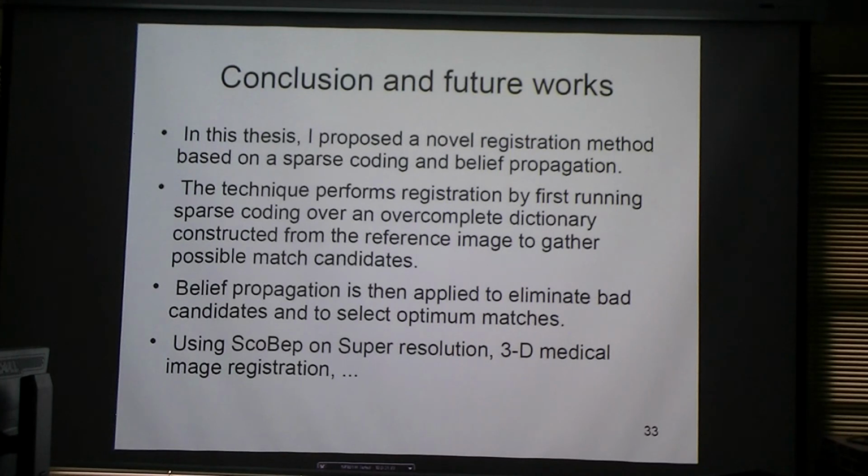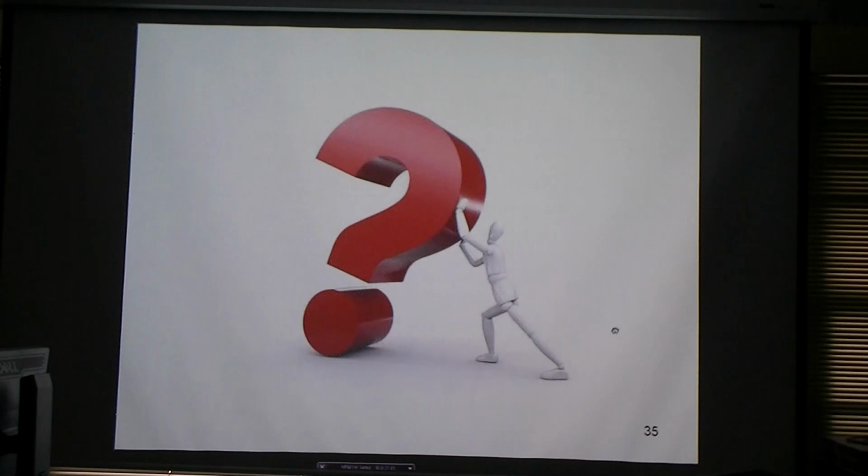And finally, the conclusion. I briefly talk about SCoBeP. SCoBeP is a dense image registration method for wide baseline images, and the technique uses sparse coding and also a propagation method. We can use SCoBeP in many applications like super resolution, 3D medical image registration, remote sensing, and so on. And any questions?